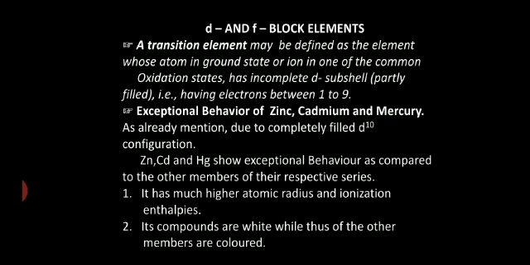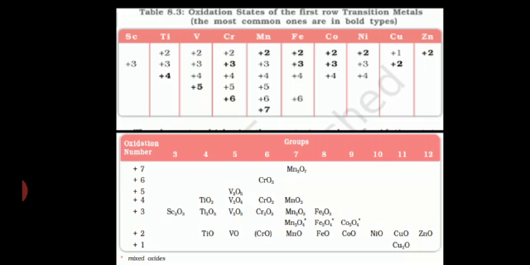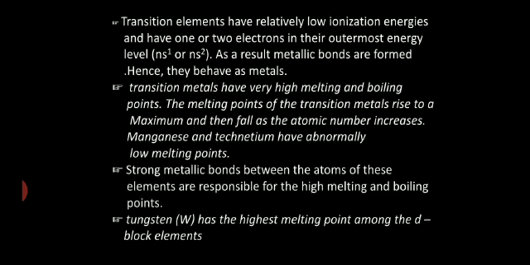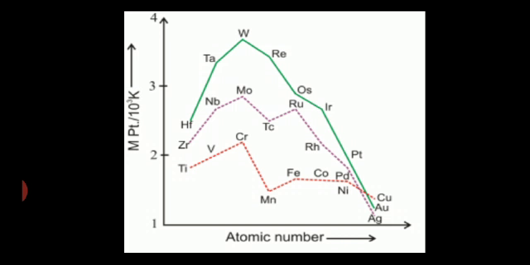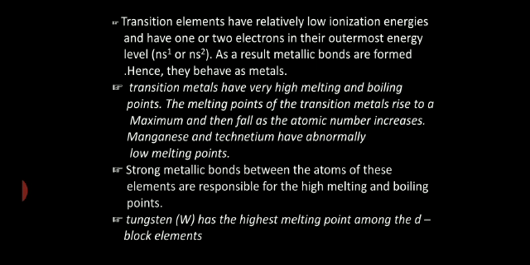The melting and boiling points of the transition metals are very high as compared to those of the representative elements. We'll see a graph for it. So you can see this particular graph here. Before that, I'll just tell you the transition elements have very high melting and boiling points.